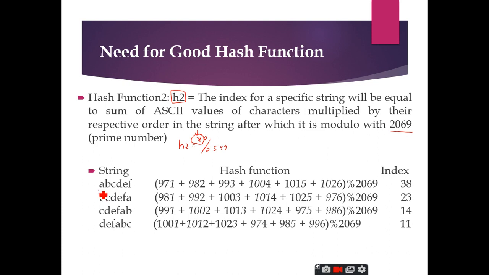For example, you take this A, B, C, D, E, F. A, what is the ASCII value of A? 97. What is the position in this string? It is occupying the first position, right? So I append the position of the character in the string with the ASCII value. So the A is occupying the first position, and I am appending it to the ASCII value. So I get an equivalent number for A as 971.